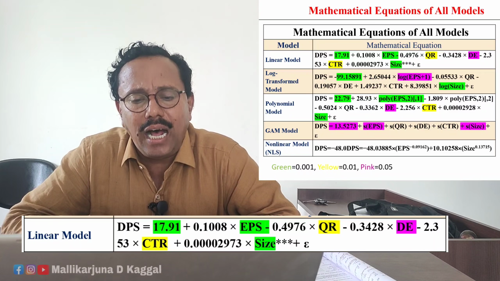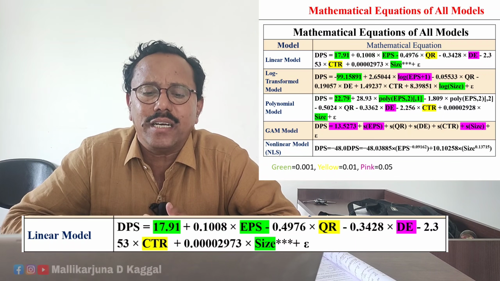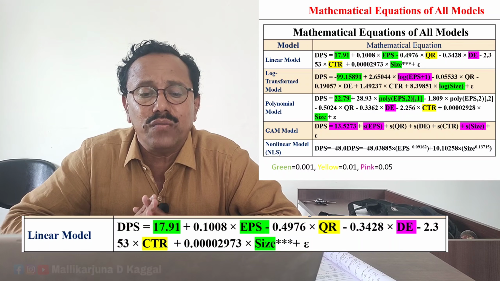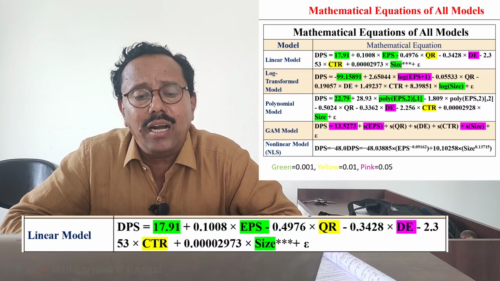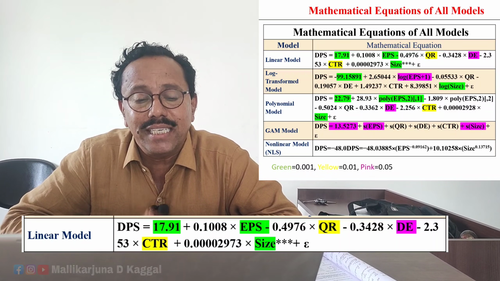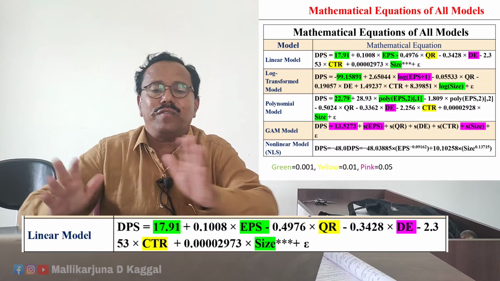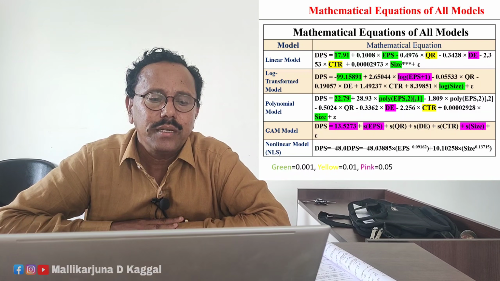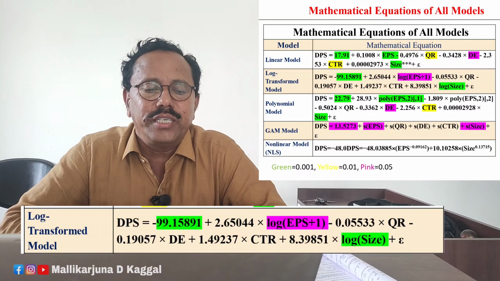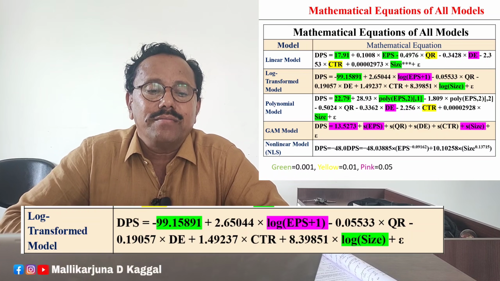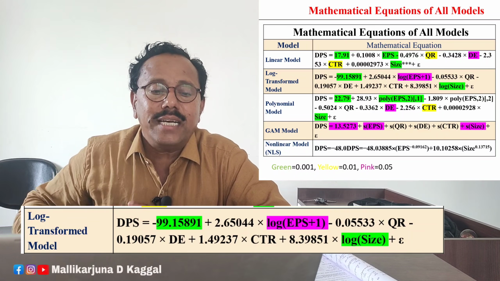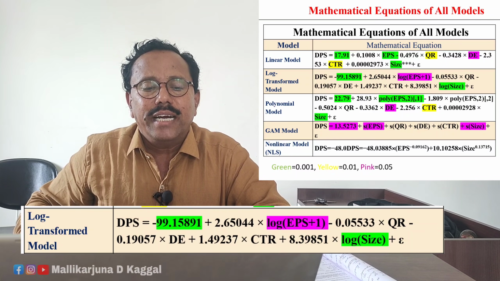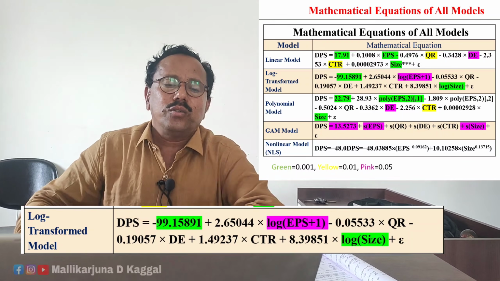QR and CTR are only very significant contributors to DPS. D is only significant. However, all 5 variables are significant in contribution, irrespective of their degree or magnitude. But similarly, log transformation also we have used. With that equation, we got it. Now you see, but here the intercept has become a negative contribution. Intercept has become negative.